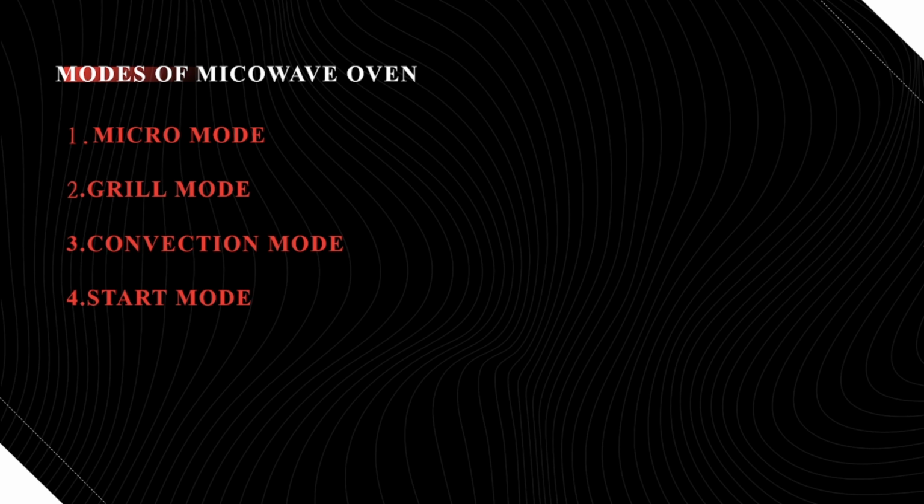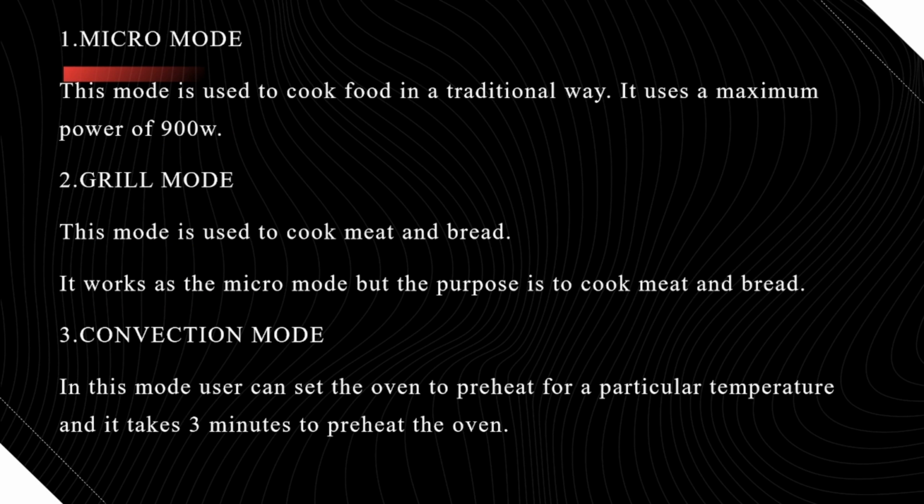Generally, a microwave oven consists of four modes. The first mode is micro mode, then grill mode, convection mode and start mode. Coming to the first mode, micro mode is used to cook food in a traditional way. The second mode is grill mode. This mode is used to cook meat and bread. It works like the micro mode, but the purpose is to cook meat and bread. The third mode is convection mode. In this mode, the user can set the oven to preheat to a particular temperature and it takes 3 minutes to preheat the oven.